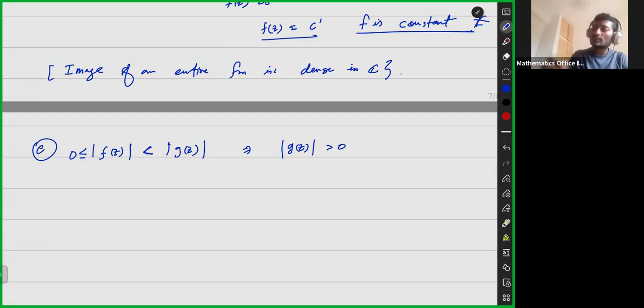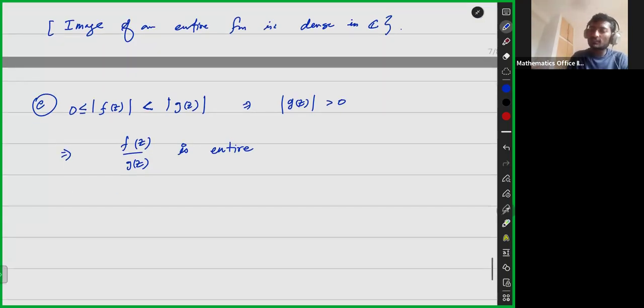So g(z) is strictly positive, and f is entire, so f(z) by g(z), with g(z) never zero, is an entire function. Now once this is an entire function, we are going to use Liouville's theorem somehow. Is it bounded or not? Take the modulus of f(z) divided by g(z); the modulus of this is less than or equal to 1 using the first condition.